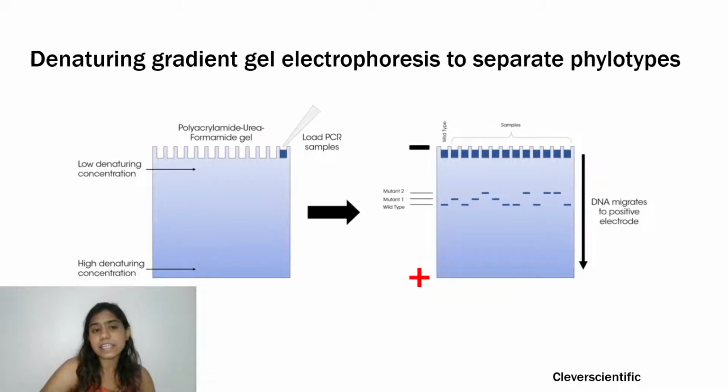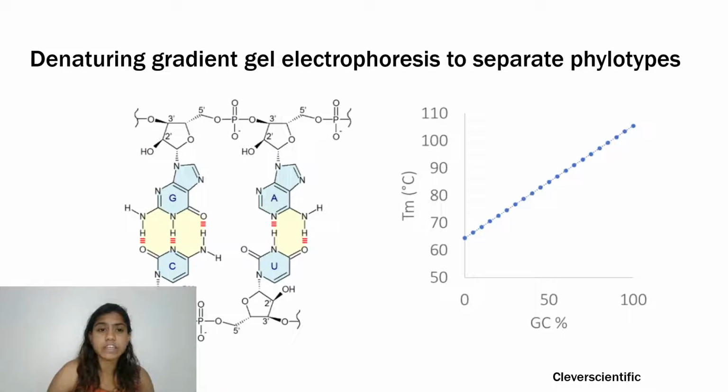Another very interesting technique that is helpful in understanding phylotypes. So what are phylotypes? This is a group of microbes that are very similar in certain characteristics or certain genes. They share certain genes and can be classified together in a phylogenetic tree. These are called phylotypes. So to differentiate different phylotypes, we can use this method called denaturing gradient gel electrophoresis. So how does that work?